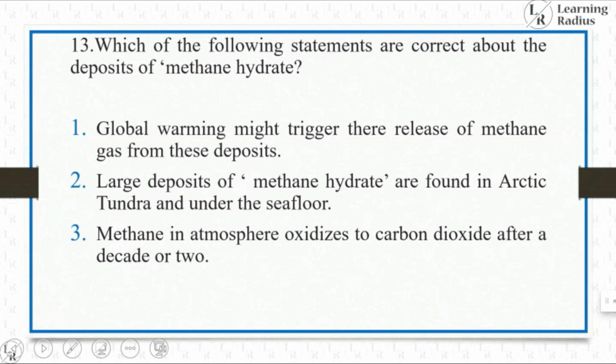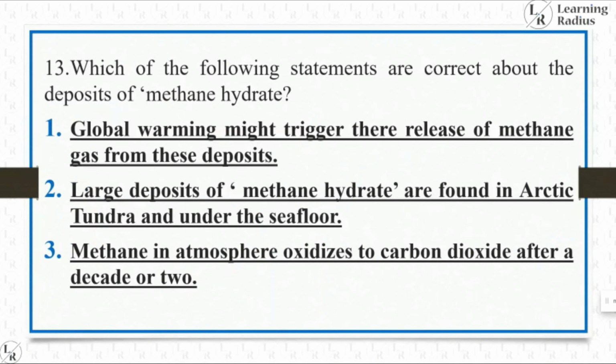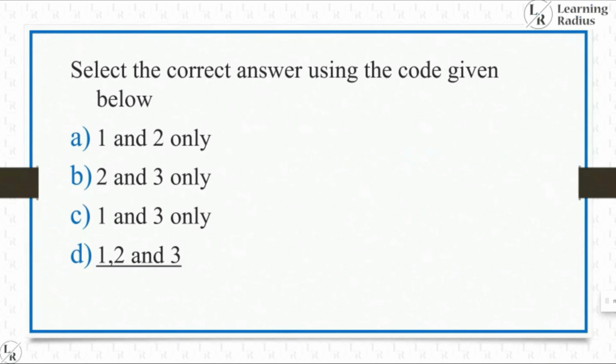Global warming might trigger the release of methane gas from these deposits, that is right. Large deposits of methane hydrate are found in Arctic tundra and under the seafloor, that's also right. Methane in atmosphere oxidizes to carbon dioxide after a decade or two, that's also right. The first statement, the second statement and the third statement, all three statements are right. So from the options, the answer is 1, 2 and 3. Let's come to the next question.